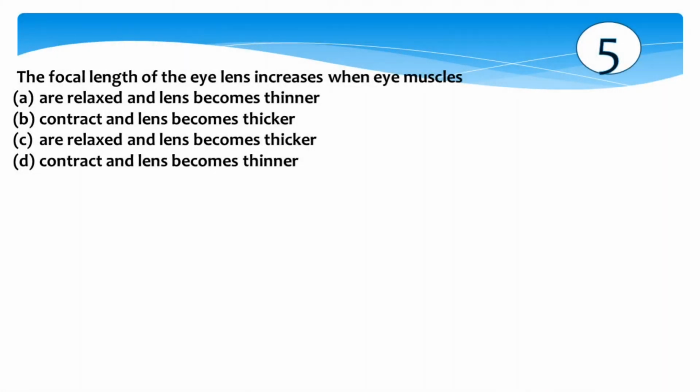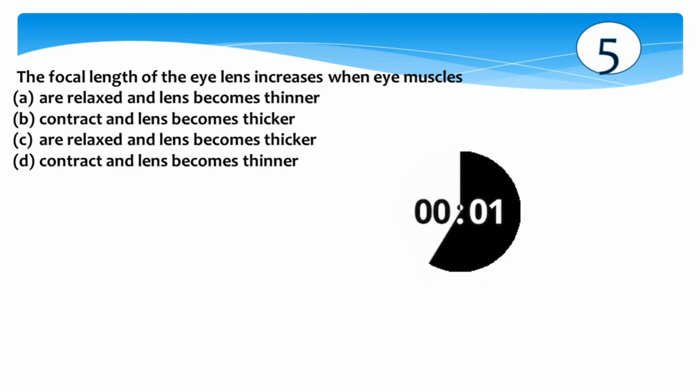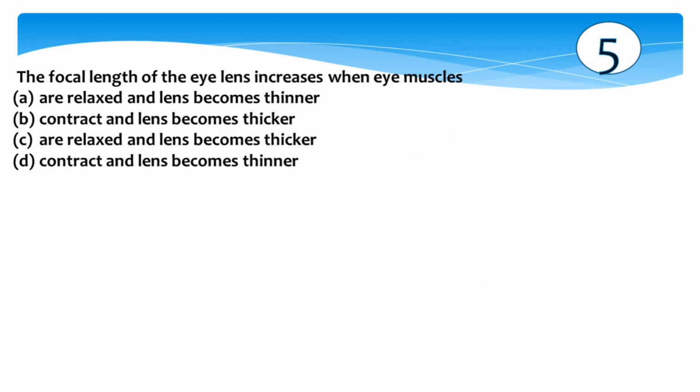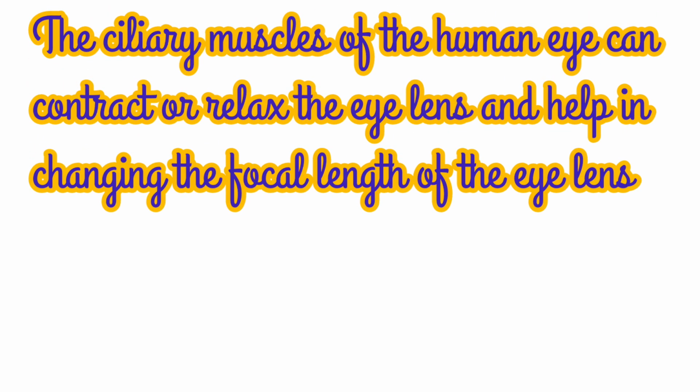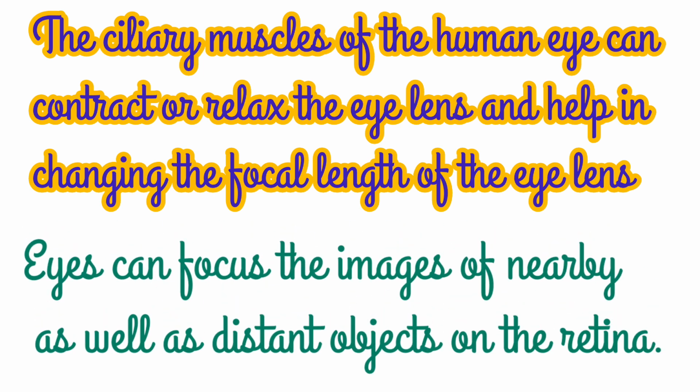Question number 5. The focal length of the eye lens increases when eye muscles are relaxed and lens become thinner, contract and lens become thicker, relaxed and lens become thicker, contract and lens become thinner. Before solving this question, let's understand the property of power of accommodation of human eye. The ciliary muscles of human eye can contract or relax the eye lens and help in changing the focal length of the eye lens. This property of the ciliary muscles help our eyes to focus the images of nearby as well as distant objects on the retina.